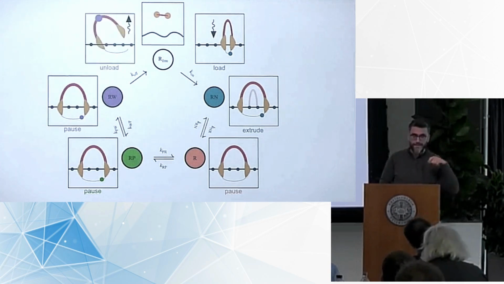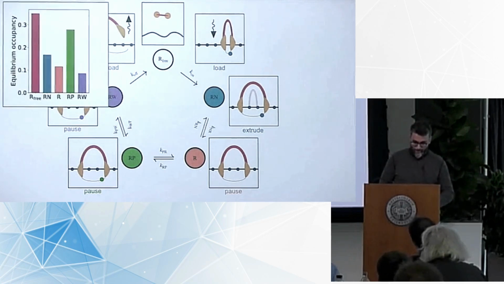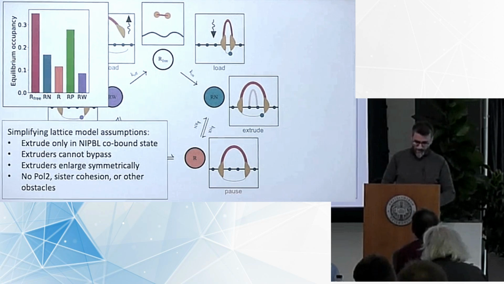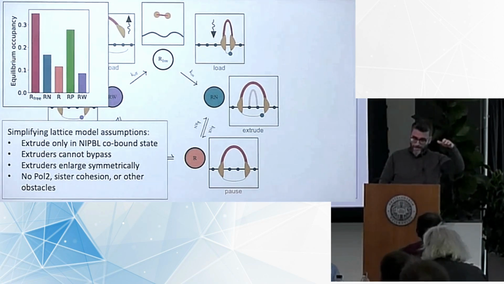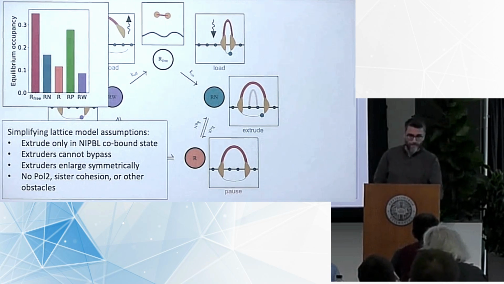And then if we were to leave to the unbound state, dissociating WAPL and RAD21, we remove an extruder from the lattice. Okay, what does this model look like? It spends about 35% of its time unbound, that's from the constraints, only about 17% of the time in the actively extruding NIPBL state. And these are the current assumptions baked into the last model. We're only extruding in NIPBL co-bound, we're not bypassing each other, we're enlarging symmetrically for now, there's no Pol II, sister cohesion, or other obstacles. Let's see how far we can get just with these very simple assumptions.